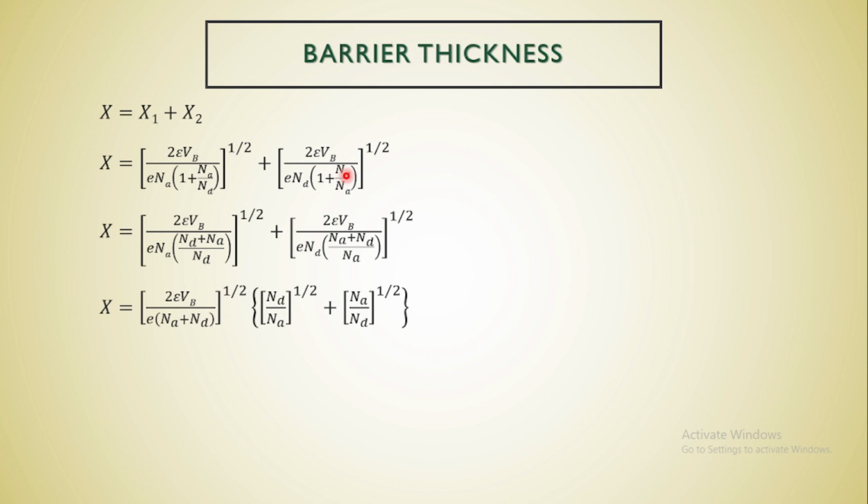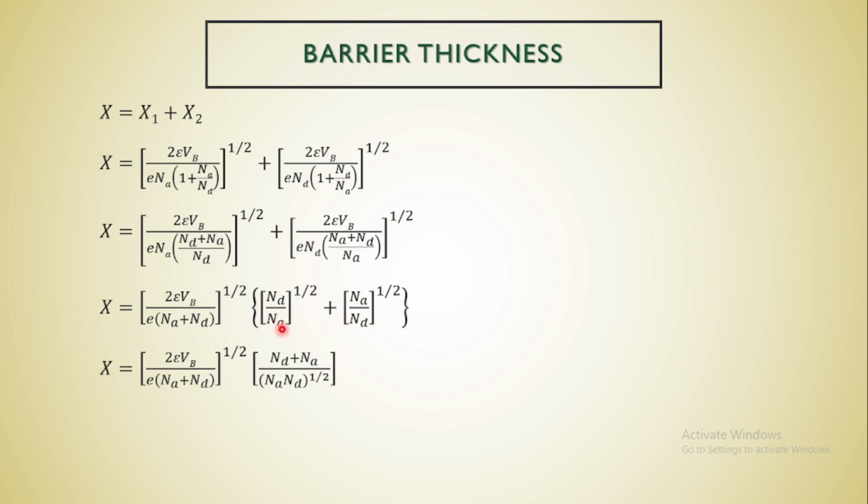So taking the common terms outside the bracket, that is 2 epsilon Vb divided by E into Na plus Nd or Nd plus Na, both are same. Then from the first term we are remaining with Nd goes to numerator divided by Na raised to 1 by 2 plus here Nd remains in the denominator, Na goes to numerator, so raised to half. Then again we can simplify this further, that is taking LCM here. So LCM is Nd into Na raised to half.